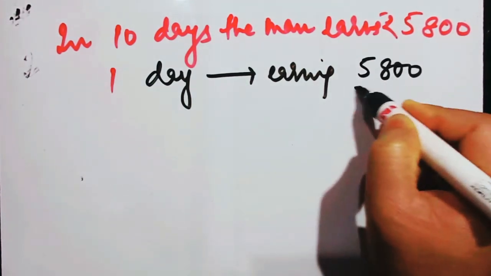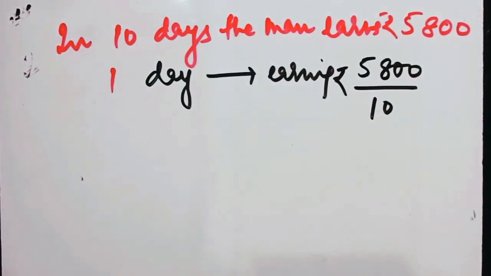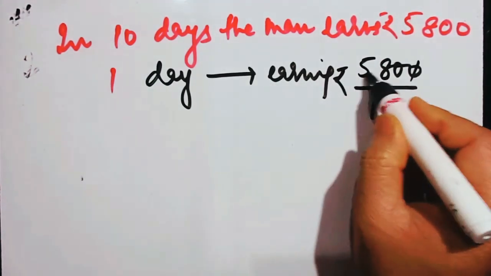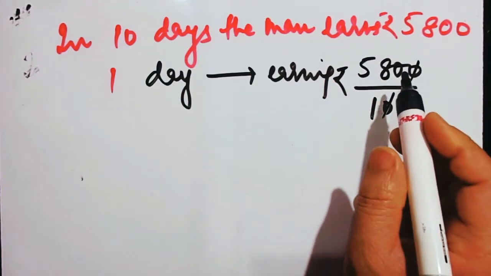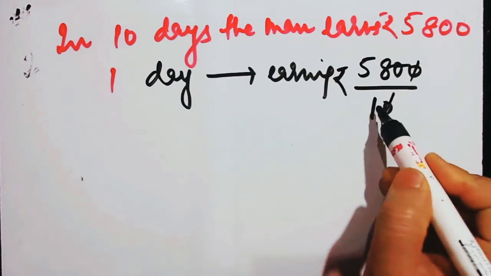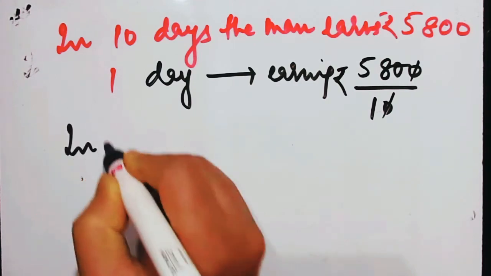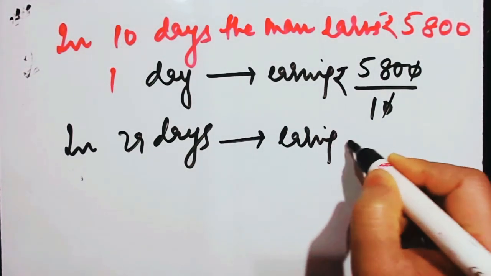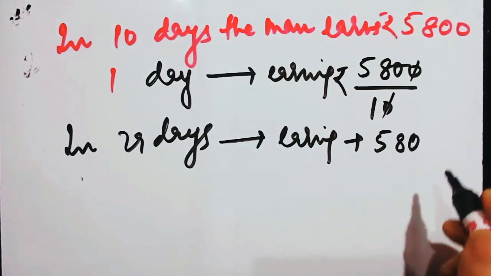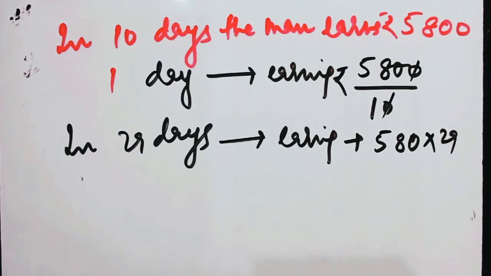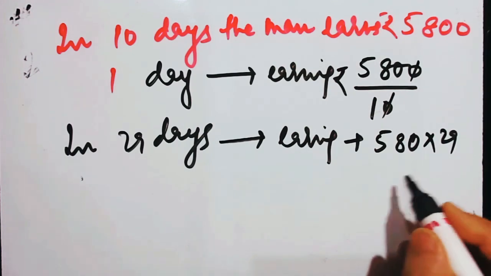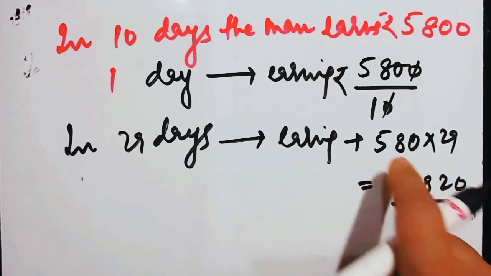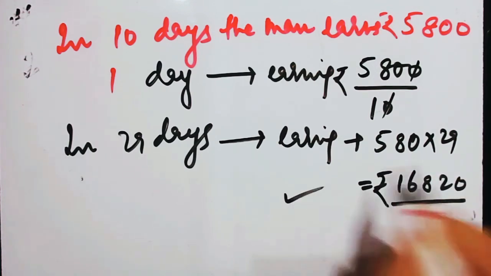That is 5800 by 10 rupees. We can cancel it over here. Now, if in one day he earns 5800 divided by 10, therefore, in 29 days, because they are talking about February being a leap year, the earning will be 580 multiplied by 29. So 580 multiplied by 29 will give you 16820 as your solution. This much rupees will be the earning of the person.